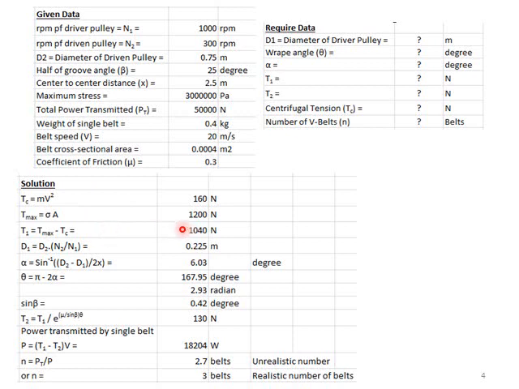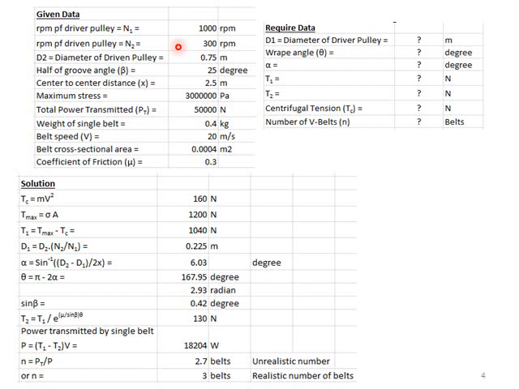There is a very unique relationship between driver and driven pulleys. Here you can see the RPM of the driver pulley is more than the RPM of the driven pulley. This means you can expect that the diameters of the driver and driven pulleys will be opposite to the RPMs. For example, if the RPM of the driver pulley is 1000 and the RPM of the driven pulley is 300, then you expect the diameter of the driver pulley will be less than the diameter of the driven pulley.